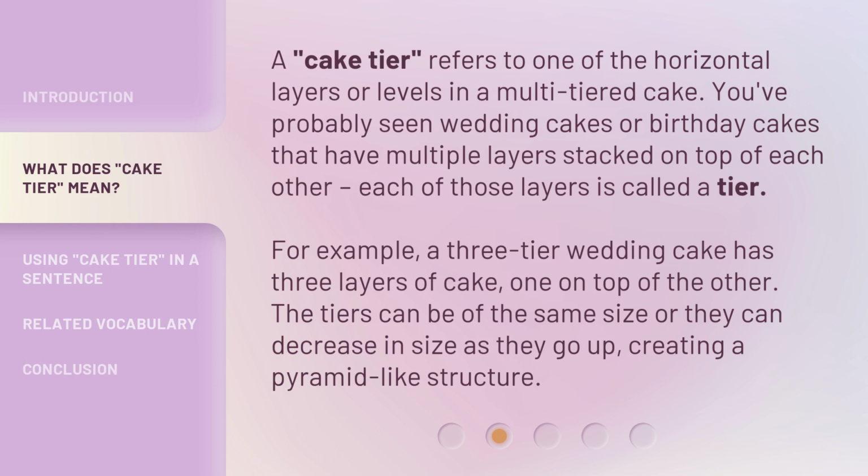A cake tier refers to one of the horizontal layers or levels in a multi-tiered cake. You've probably seen wedding cakes or birthday cakes that have multiple layers stacked on top of each other. Each of those layers is called a tier. For example, a 3-tier wedding cake has 3 layers of cake, one on top of the other. The tiers can be of the same size or they can decrease in size as they go up, creating a pyramid-like structure.